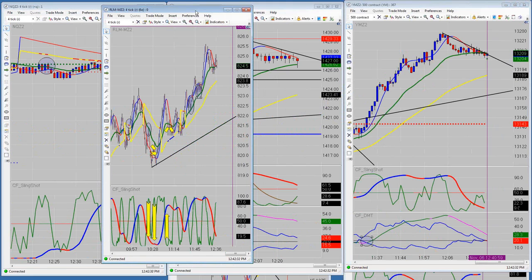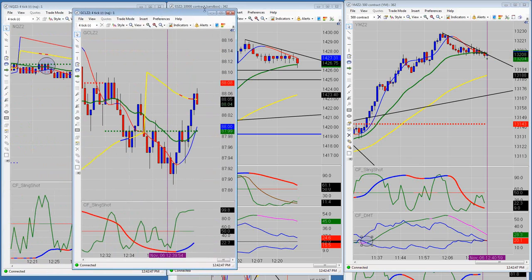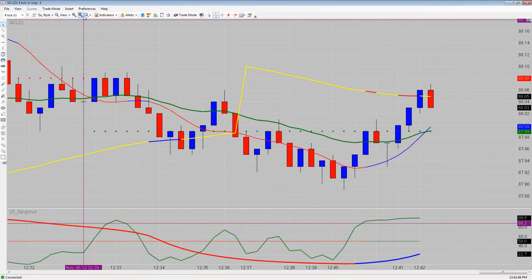That was the Russell. So the Russell had some opportunity. Not a ton, but it did have some opportunity in there. Okay. And look at this trend line, just holding it right down over here. You see that on the YM there? Let me bring crude oil over. Crude had a few trades this morning as well.